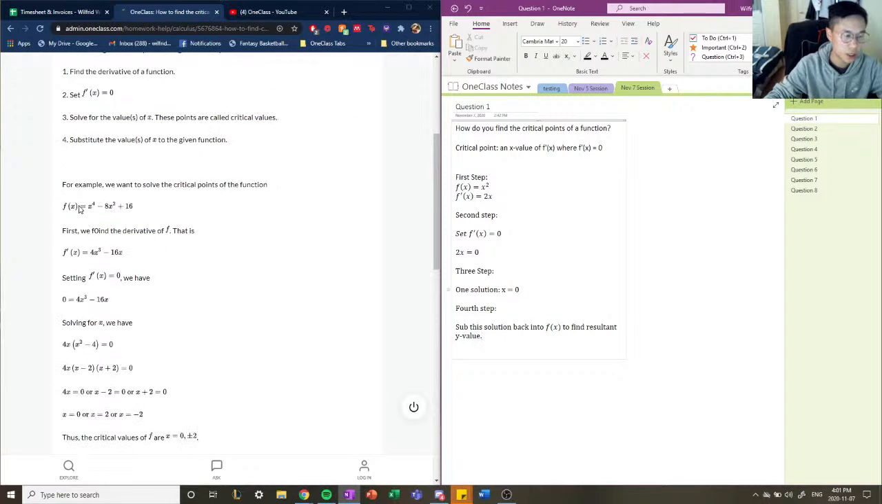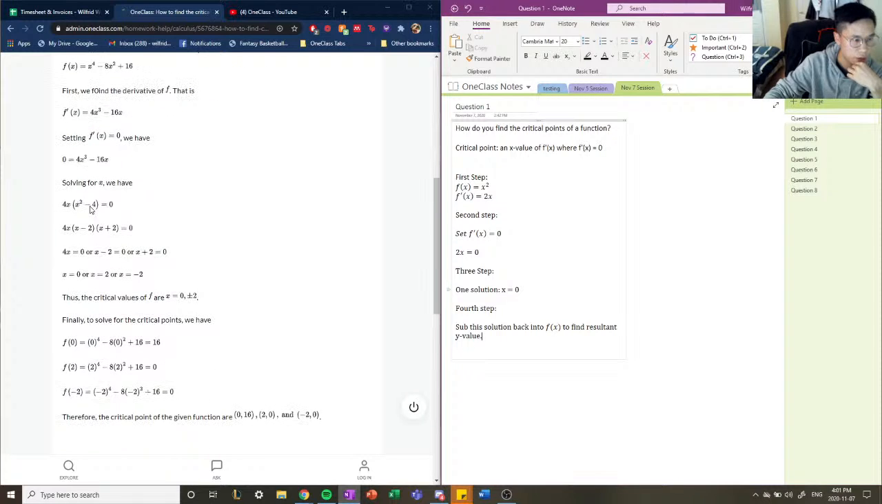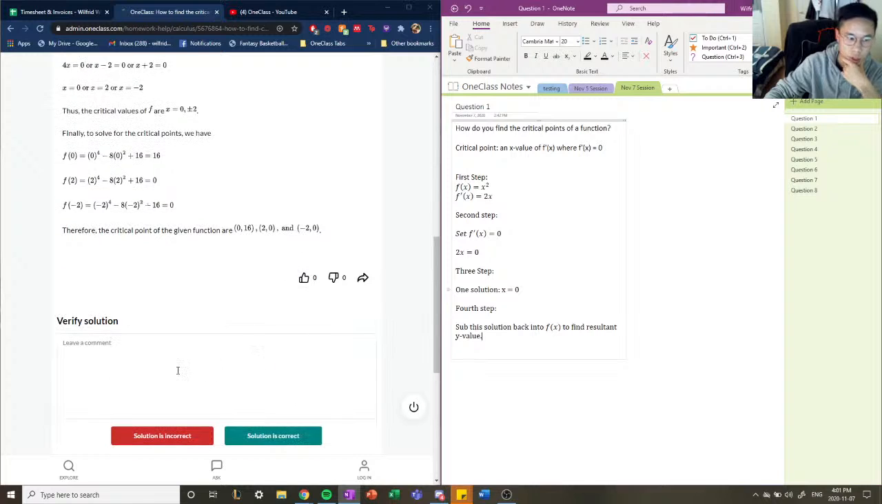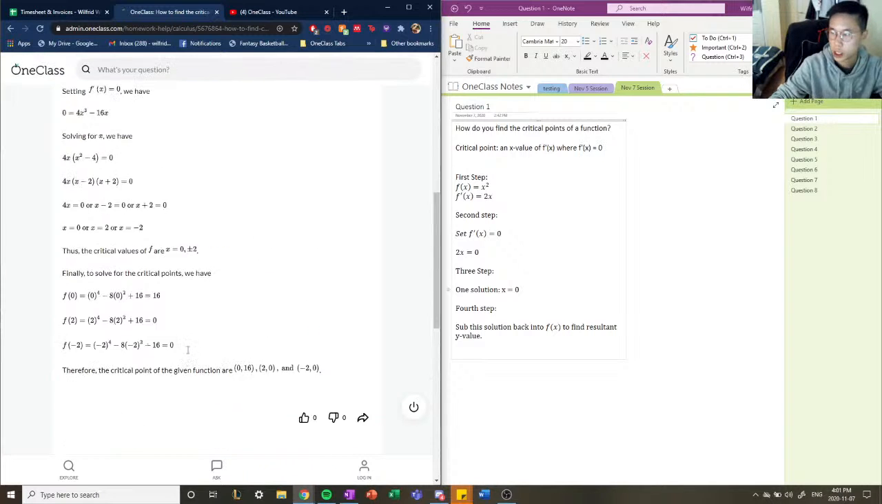So the junior tutor used a slightly more complicated example: f of x equals x to the 4 minus 8x squared plus 16. They found the derivative, set f prime of x to 0, and found 3 solutions, so 3 critical points. They plugged all these 3 critical points back into the original function to find the points where the slope of the graph is 0. So this is a good and detailed solution. Nice work.